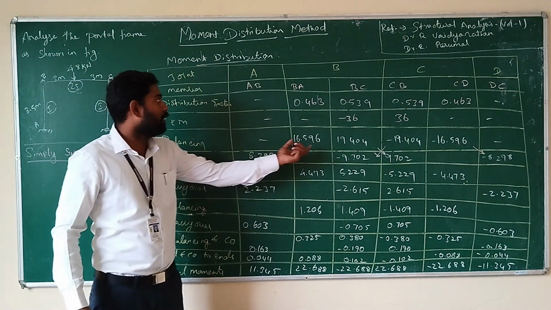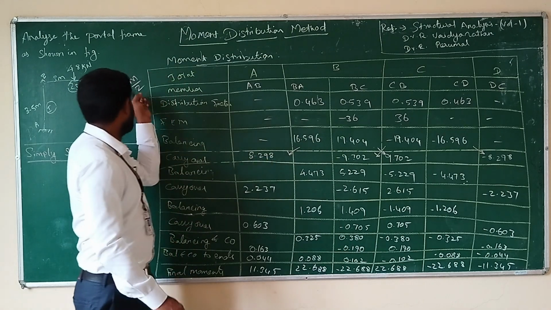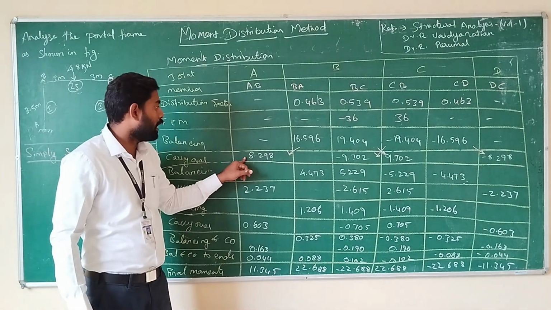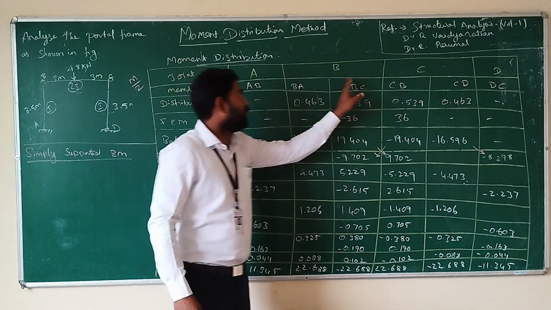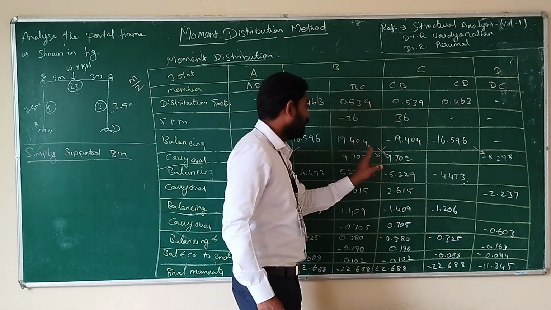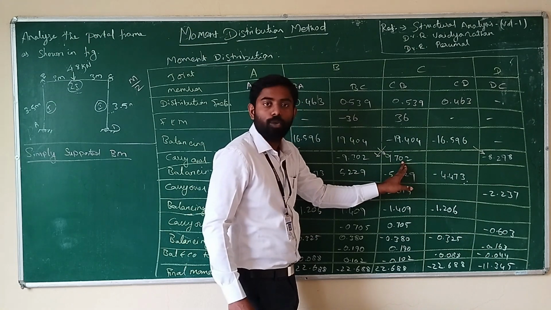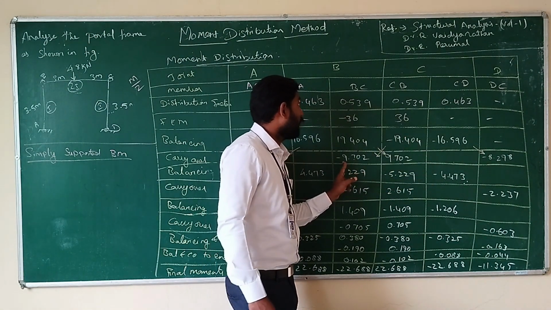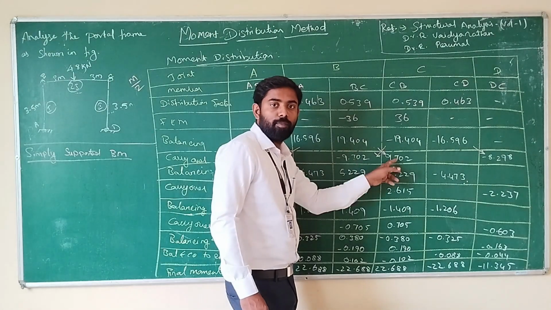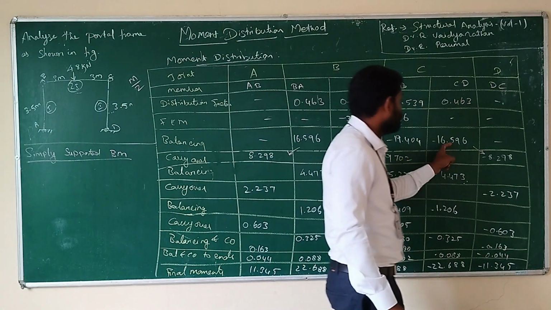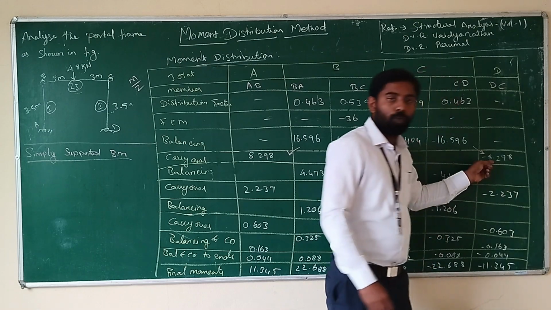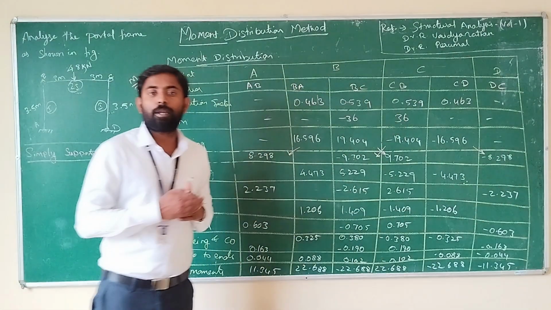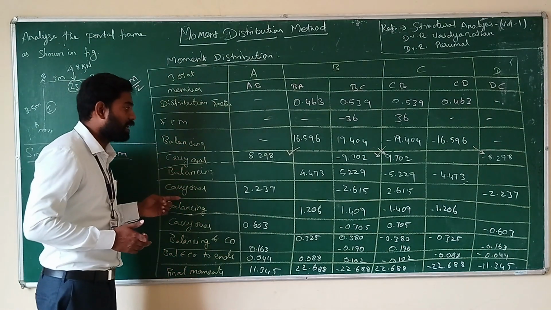So with this joint BA divided by 2, so M by 2, 16.596 divided by 2, we can get 8.298. And between the B and C joints, 19.404 by 2, we need to write it in C, and minus 19.404, we need to write it in B. So it will be in reverse. And the same way, this we can divide by 2, and we are going to write it here.